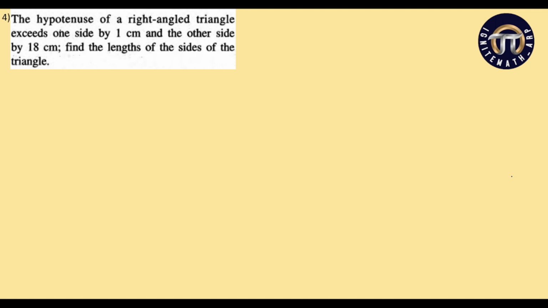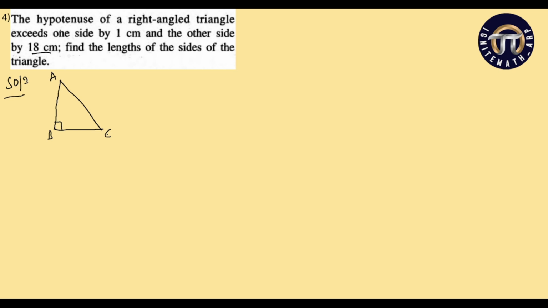This is the problem related to geometry, right? So be very careful and analyze the question correctly. The hypotenuse of a right angled triangle exceeds one side by 1 centimeter and the other side by 18 centimeter. Find the lengths of the sides of the triangle. Clear, children? So now I will draw a right angle triangle over here so that you can get a better clarity of the question. Here, the hypotenuse is nothing but the side opposite to the right angle.